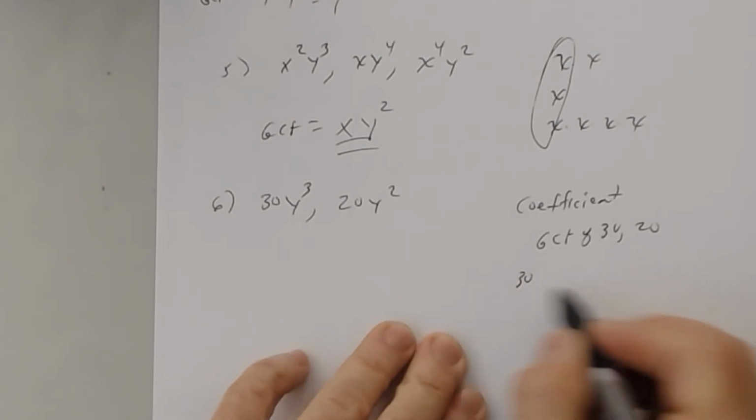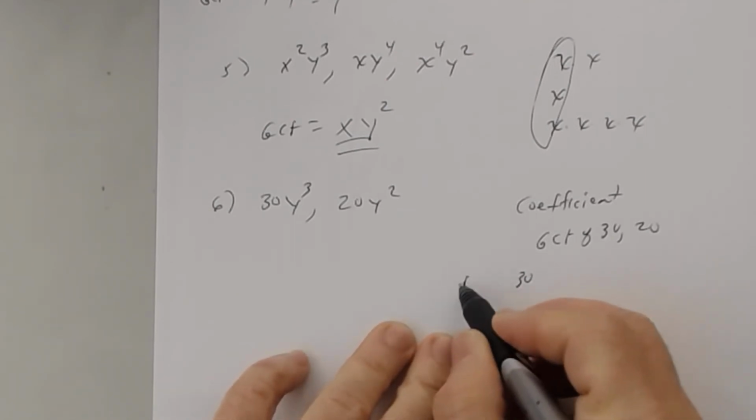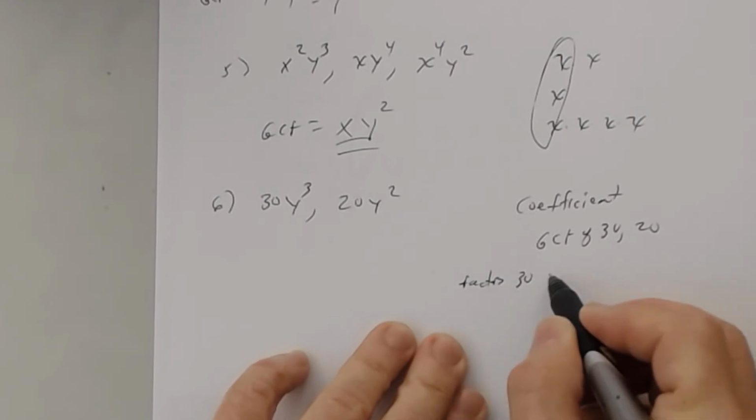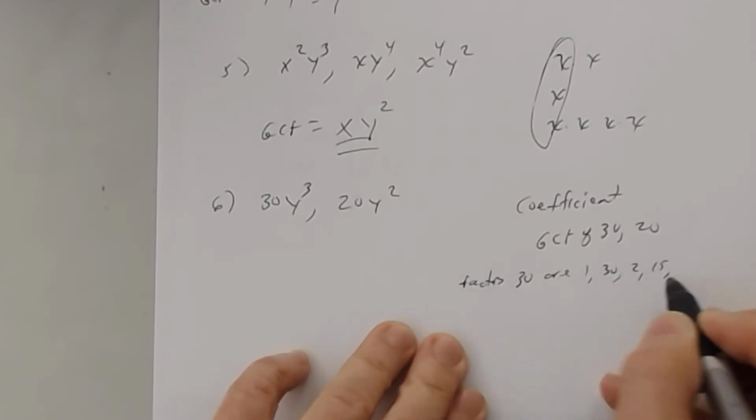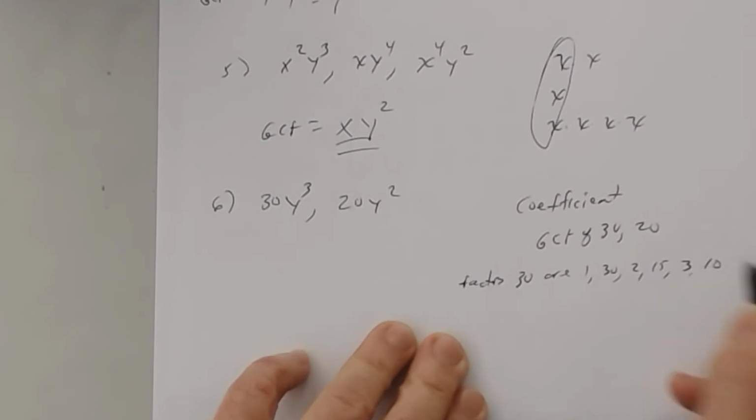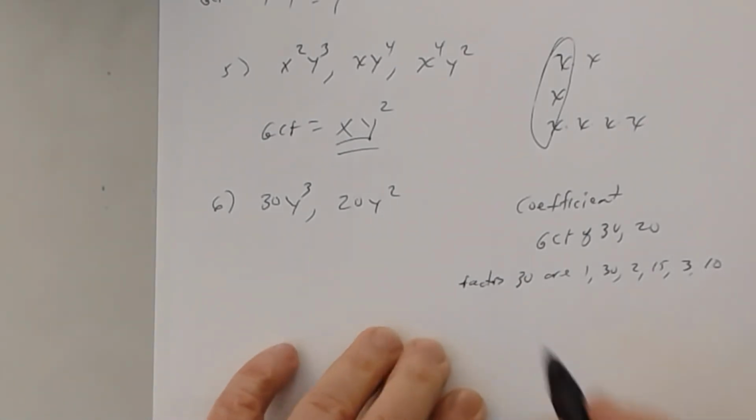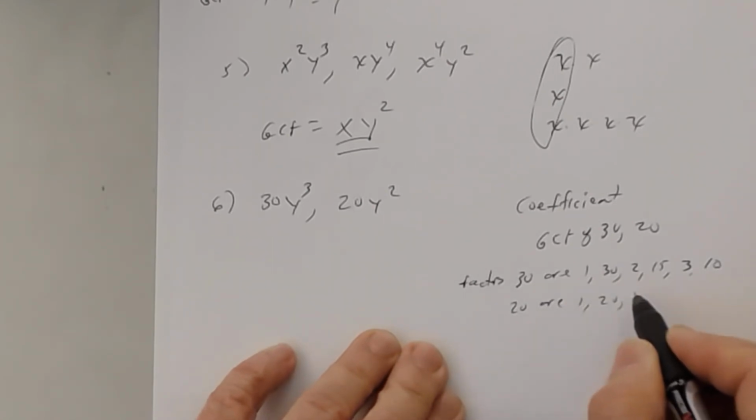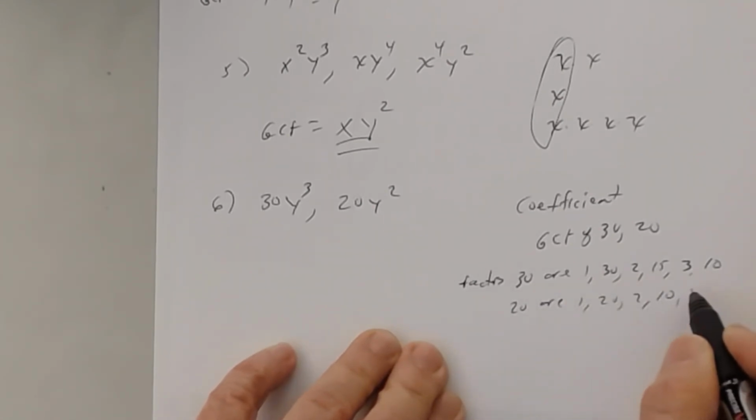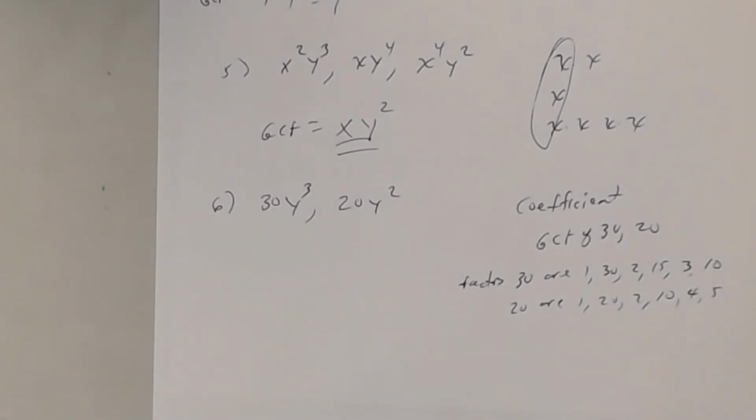Let's go ahead and I can list the factors. Factors of 30? 1, 30, 2, 15, 3, 10. That's it. Factors of 20 are 1, 20, 2, 10, 4, and 5. That's it. What's the greatest? 10. So if you said 2, I think you need a little bit more practice with this.